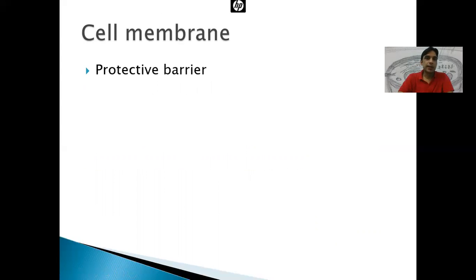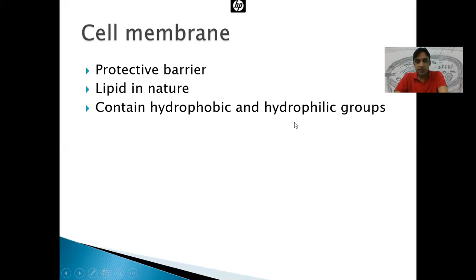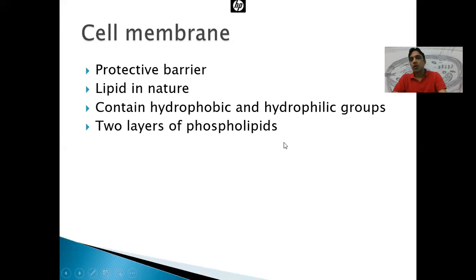Okay. The next is the cell membrane. The cell membrane is the protective barrier outside the cells, and it serves many purposes. It is made up of two things. One is the lipid, the other is the proteins. So the cell membrane is made up of lipids as well as protein. And these lipids and proteins, together, are called lipoproteins.